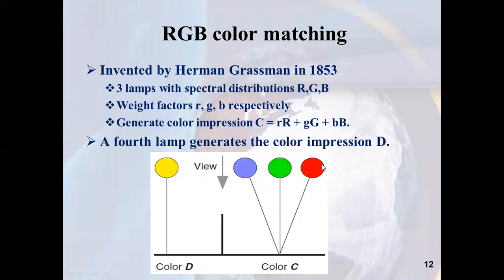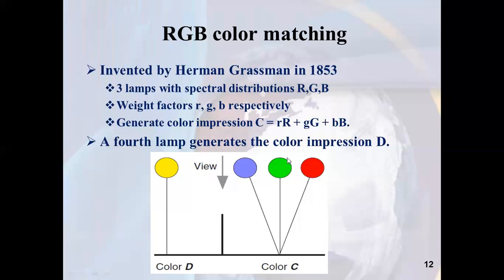And what we call the intensity means we have potentiometers or a similar device that aims to intensify or lower the intensity of the blue color, green color, and red color. Okay, so another lamp, a fourth lamp, is put on the other side.